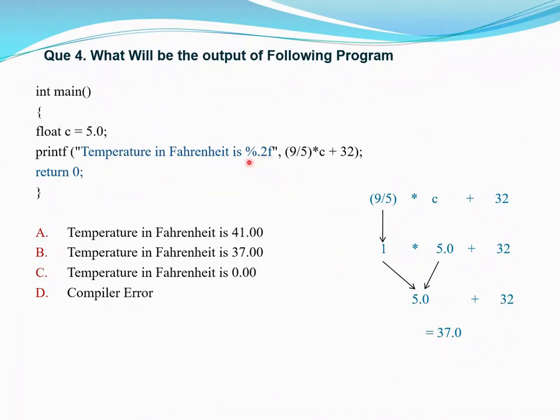Here the format specifier is %.2f. That means whatever float value is there, it will be displayed with 2 decimal points. So therefore the answer will be 37.00. Hence with this printf function, the output will be temperature in Fahrenheit is 37.00. Hence out of the options, the answer will be B, that is temperature in Fahrenheit is 37.00.